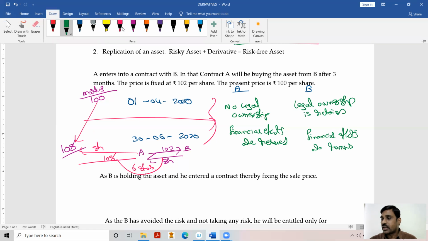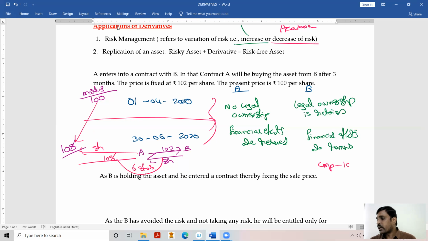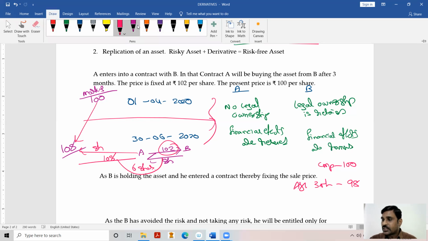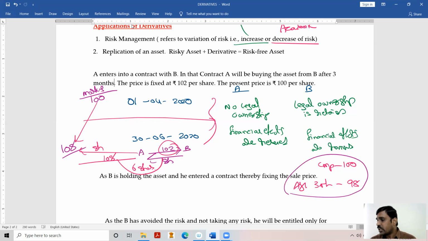Say for example, the current market price is 100. After 3 months, the market price decreases to 98. But still B will get 1 or 2 rupees from A. That means B is not affected by this price fluctuation.